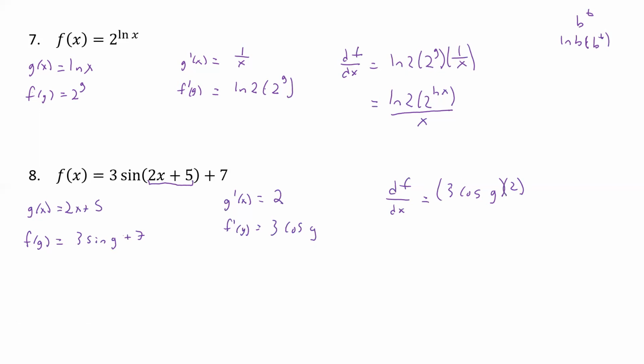Now, well, we can take 2 times 3, so that's going to give us 6. Then we have cosine. Now, g is 2x plus 5. And so then that would be my final derivative. Again, I just took that 2 times the 3 to get that. Okay. All right, so let's stop there. We'll come back for some application.